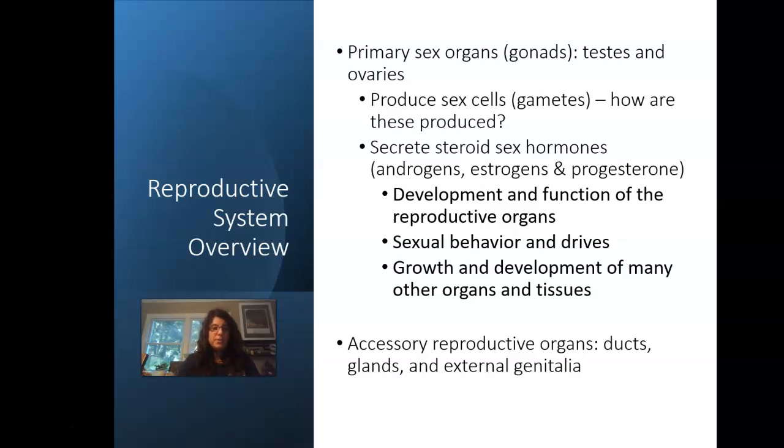And those hormones are going to play a role in the development and the function of the reproductive organs, so whether or not they're developing correctly and then working correctly. They also control sexual behavior and sexual drive, and the growth and development of other organs and tissues. There are accessory organs involved in the reproductive system in both males and females. These are going to include ducts, glands, and then external genitalia.